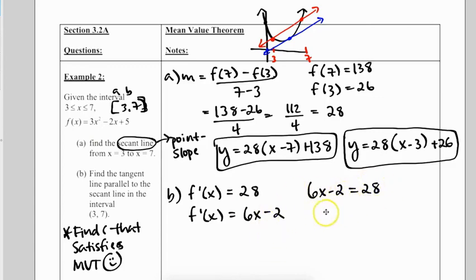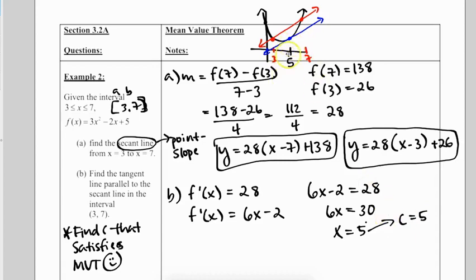So solving for that, add 2 to both sides. 6x equals 30, so x equals 5. So hey, what that means right here is that this value that we found is 5. And in our mean value theorem, this is what we call C. So really C is equal to 5.